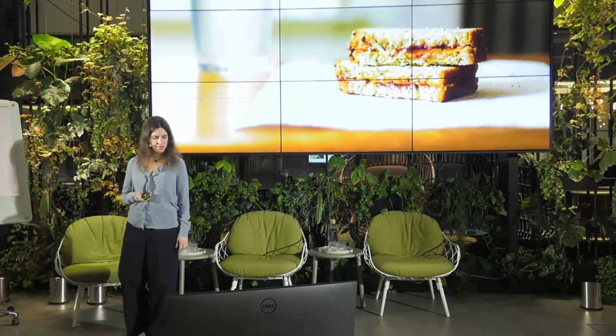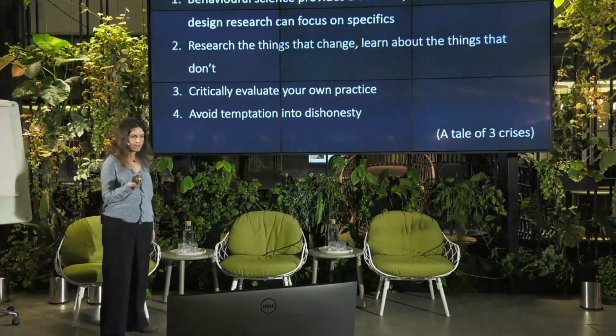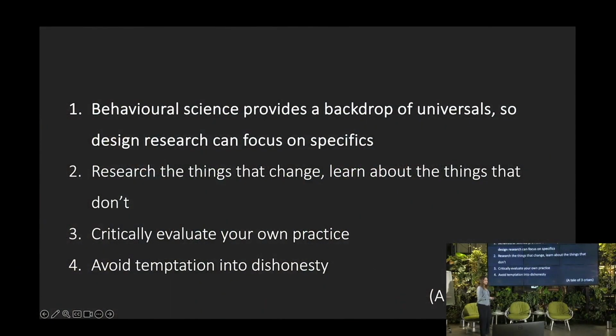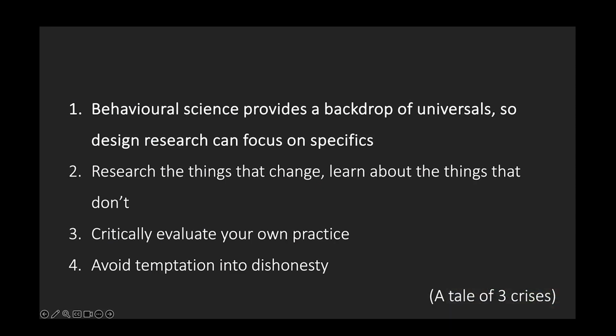I'm going to talk through a few key themes tonight. There's only 4 things I want you to get out of this talk, and they're all right here on this slide, but please stick around because I've got some really interesting stories about them. Behavioral science provides a backdrop of universals so that design research can focus on the specifics. We don't need to prove the universal truths about human behavior. We can look at how they apply to our specific situations.